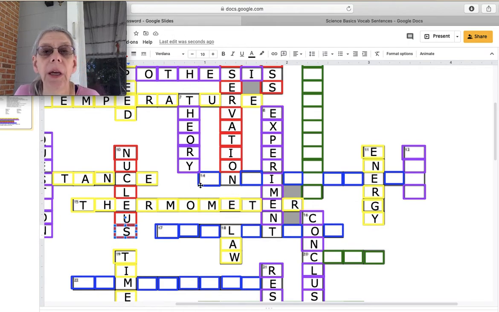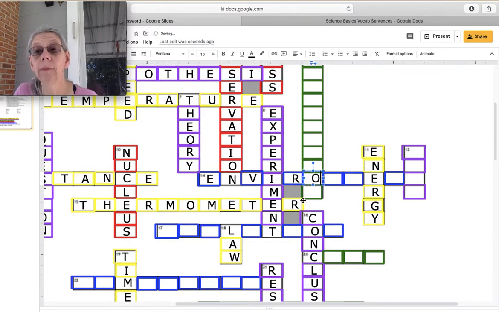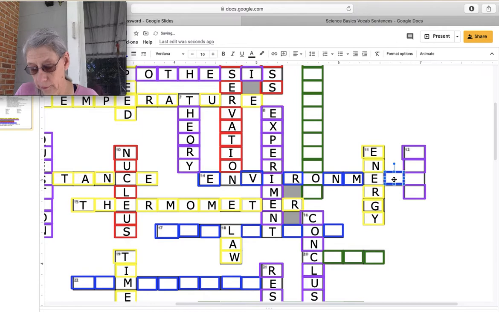All right. Now I see all 3 environmental words are right here. So we'll do environmental next. And then I see we missed a scientific method word. We'll get to that. I hope you know what it is. All right. So 14 across. The surroundings, including all features of the earth and organisms, is your environment. Right?